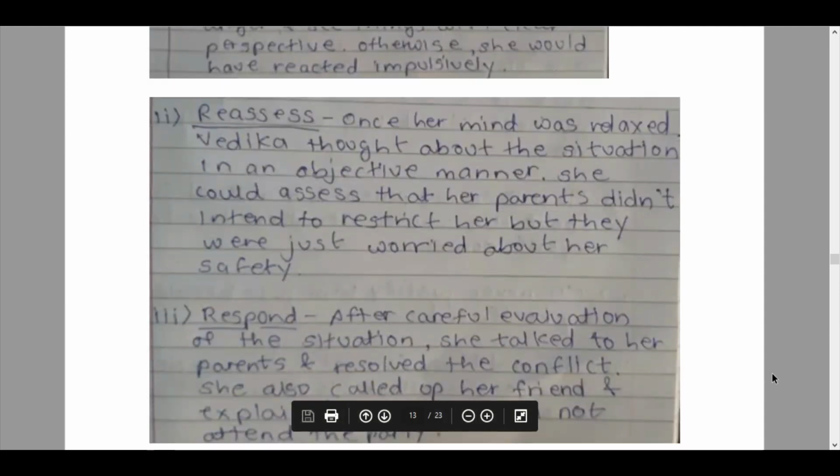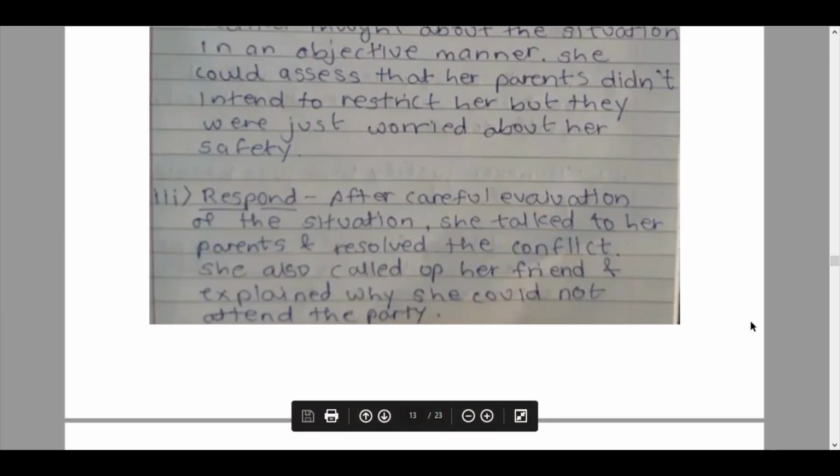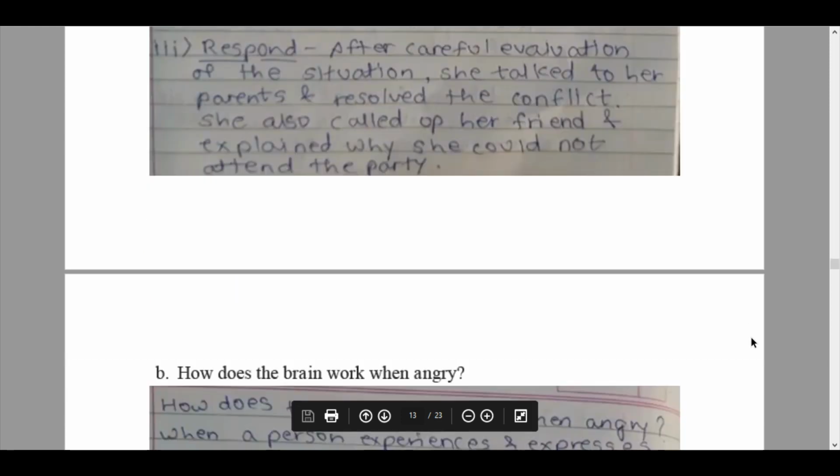Second is reassess. Once her mind was relaxed, Vedika thought about the situation in an objective manner. She could assess that her parents didn't intend to restrict her, but they were just worried about her safety. Third, respond. After careful evaluation of the situation, she talked to her parents and resolved the conflict. She also called up her friends and explained why she could not attend the party. So these were the 3 R's of anger management.